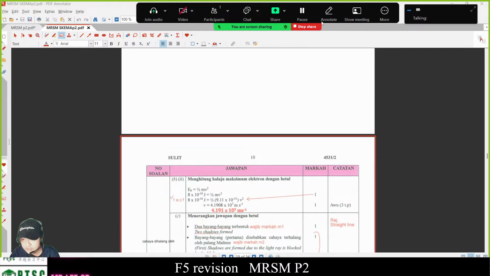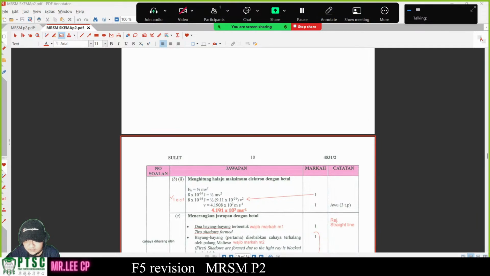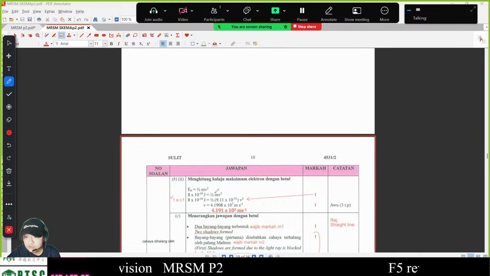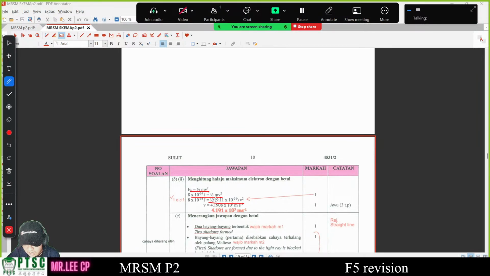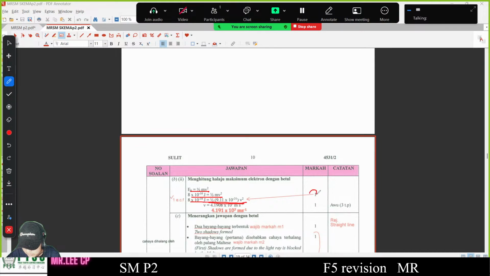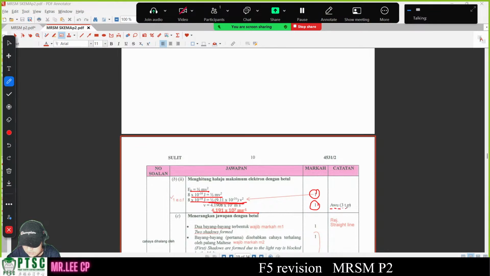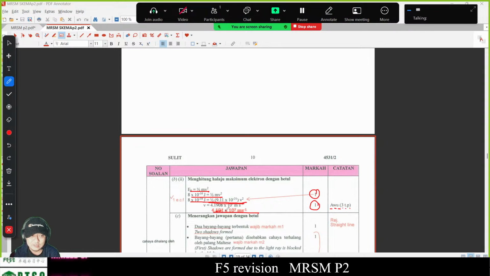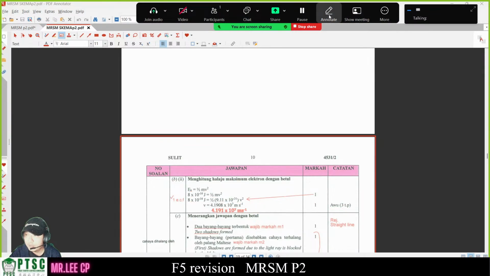Next one, it is here. 4.1908 or 4.191 times 10 to the 7 ms minus 1. So where is the mark? The formula, the substitution and the answer. They give you 1 mark. Answer with correct unit, 1 more mark. Answer with unit to 3 decimal places, so 1, 2, 3, at least 3. So yes, you will get the mark. Okay, make sure.